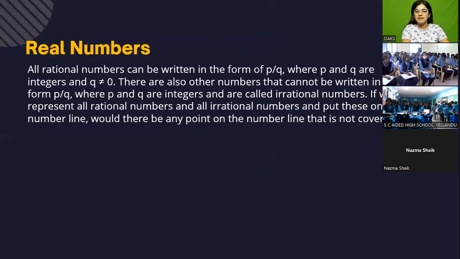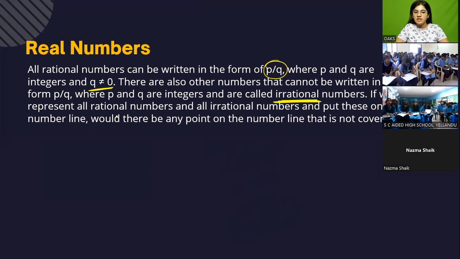Now in real numbers, you know a little bit about real numbers, so let me just go through this. All rational numbers can be written in the form of P by Q, where P and Q are integers and Q is non-zero. There are also some other numbers that cannot be written in the form of P by Q, and these are called irrational numbers. We cannot represent irrational numbers as P by Q, right?